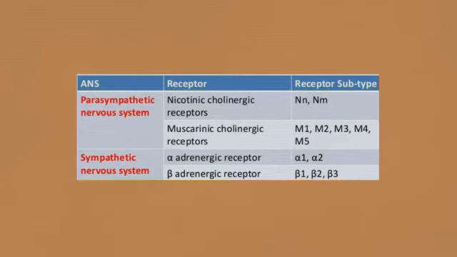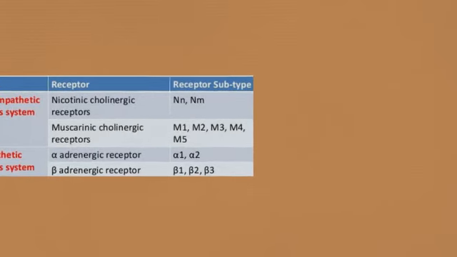Whereas when we are talking about the sympathetic nervous system, the specific receptors are known as the adrenergic receptors. You can see we have alpha and beta, and further the receptor subtypes are also mentioned, which we'll discuss in detail ahead. These receptors are stimulated by the neurotransmitters norepinephrine or epinephrine, which are also known as noradrenaline or adrenaline.